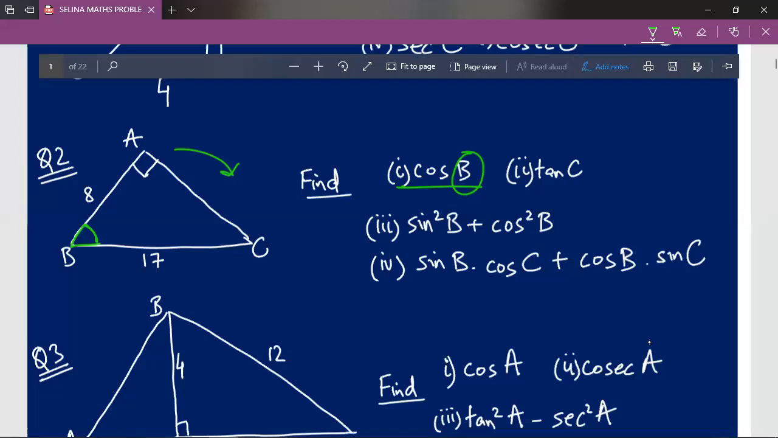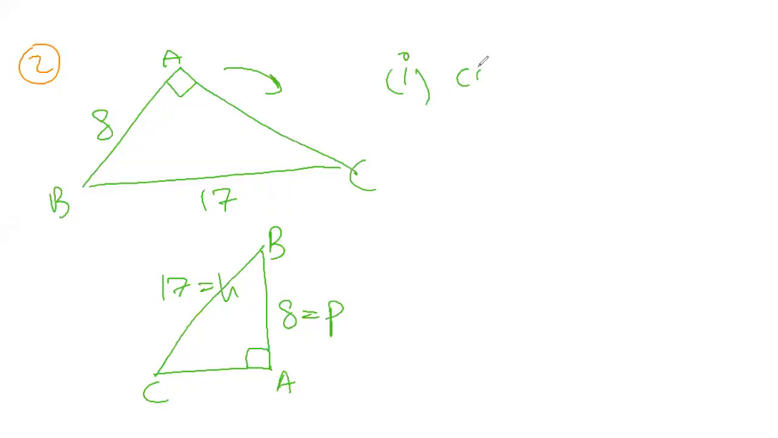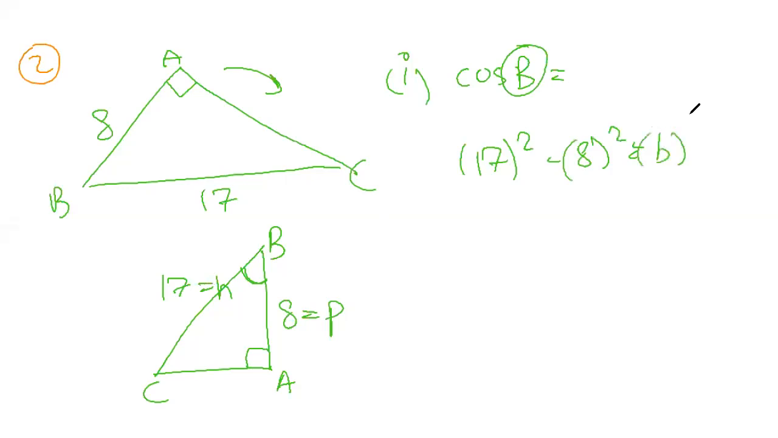Okay. So our first question states that find cos B. So if we are to find cos B, it basically means that with respect to angle B, tell me cos B, that is base upon hypotenuse. Now here we don't know the base. So we'll try to calculate the base. So by the Pythagoras theorem, 17 whole square is equal to 8 whole square plus B whole square. So therefore the formula is 17 whole square minus 8 whole square is equal to B whole square.